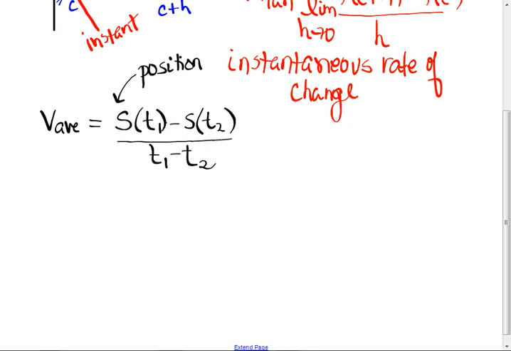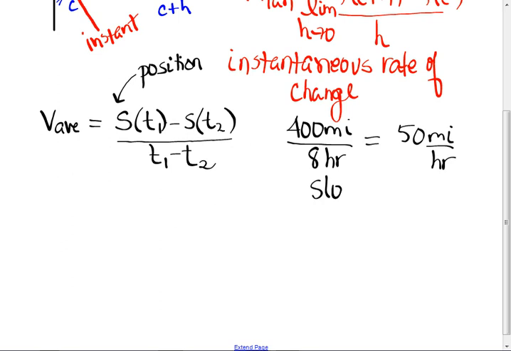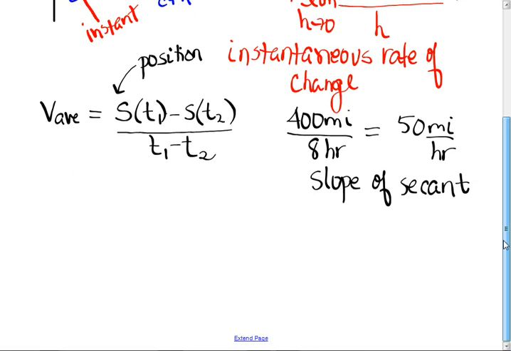So if I use my Chicago example, you go 400 miles in 8 hours, because you're probably going to stop along the way. You're going to average 50 miles per hour. That's the slope of the secant. Yes, let's write that. This is yesterday's, pushed together, looking at big ideas only. Yes. Okay, that's your average velocity.